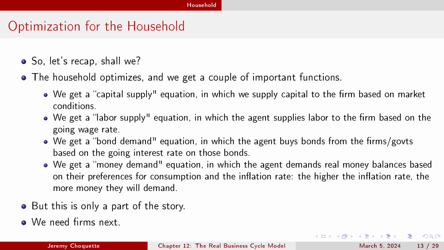So let's recap everything that we've done so far. We have the household, and the household optimizes. We get a couple of important functions out of this. We get a capital supply equation where we supply capital to the firm based on market conditions. We get a labor supply equation in which the agent supplies labor to the firm based on the going wage rate. We get a demand for bonds equation in which the agent buys bonds from firms or governments based on the going interest rate on those bonds. And we get a money demand equation in which the agent demands real money balances based on their preferences for consumption and the inflation rate. With a higher inflation rate, you're going to want more money.